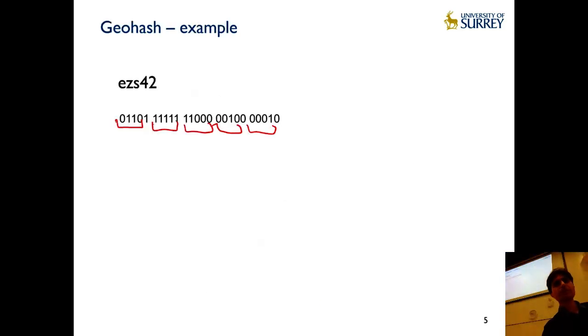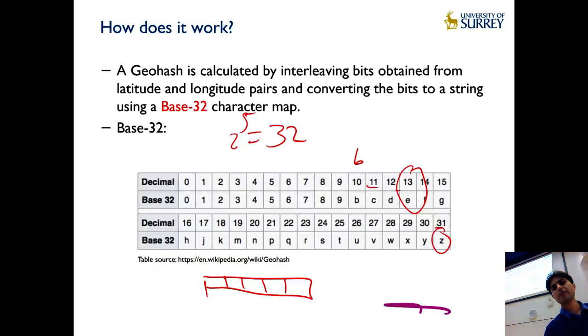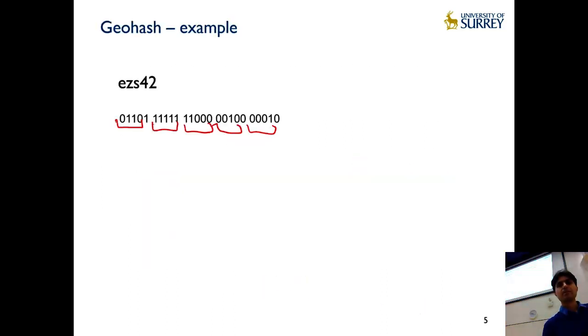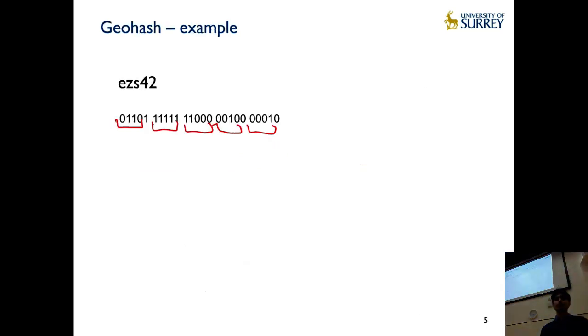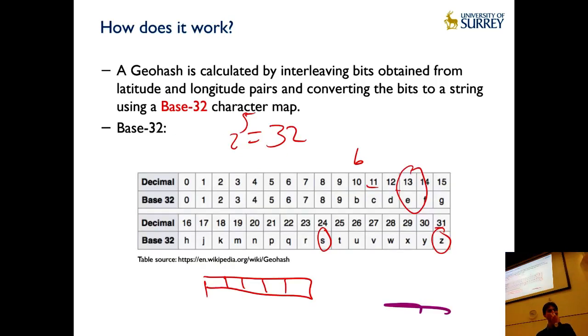Take the next one. What is this going to be? That's 31. What is the character for 31? It's a Z. What's the next one? 24. And what will be the 24? S. Right? That question, if you go back, there's no A? Yeah. That's supposed to be that?